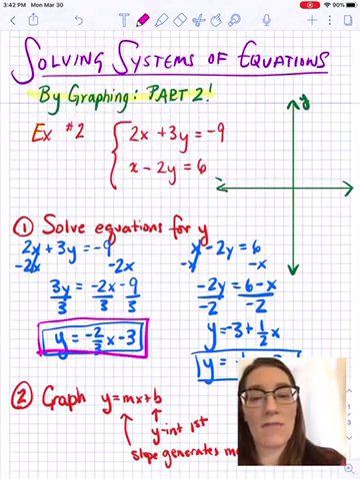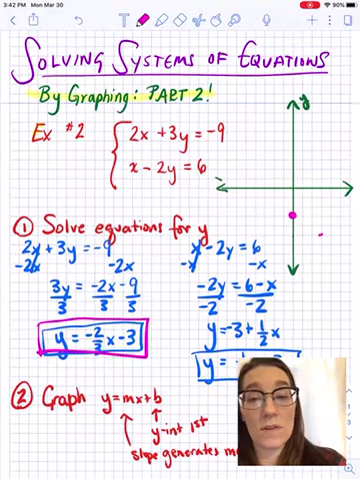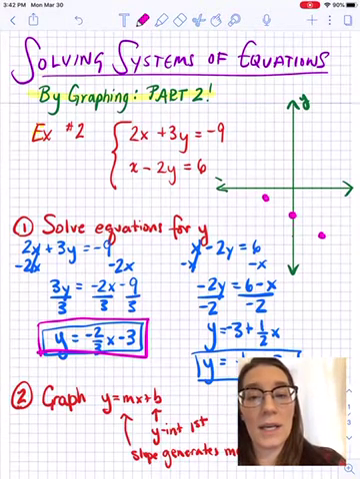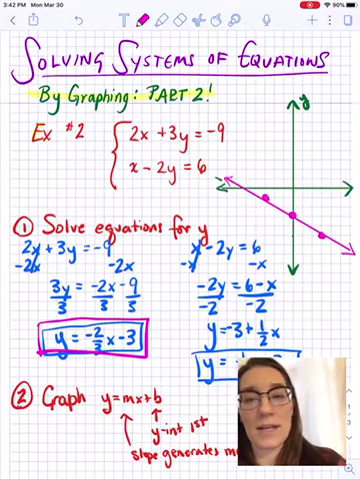And I'm going to graph negative 3 first on the y-axis. And then from there I'm going to use a negative slope, negative 2/3, go down 2, right 3, or I could go up 2 and left 3. Minimum number of points, remember, is 3 to get a fairly accurate line. The more points you have, the more accurate your line is.